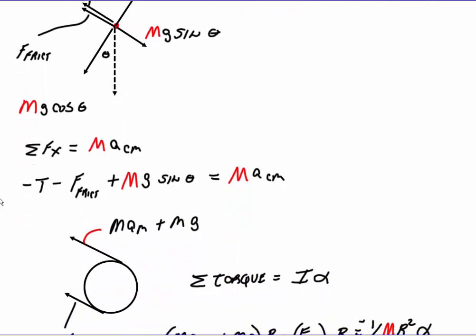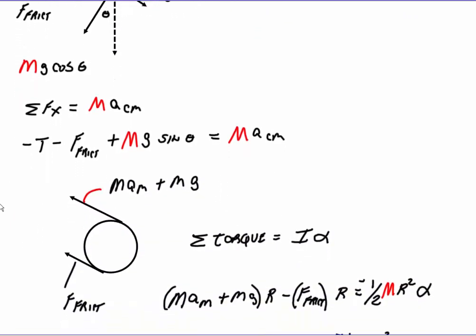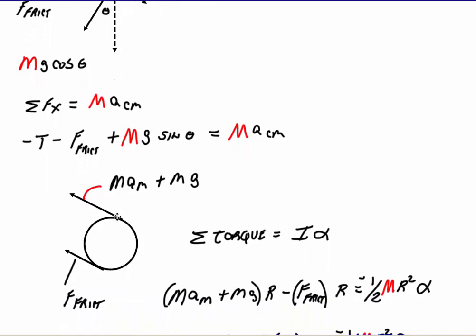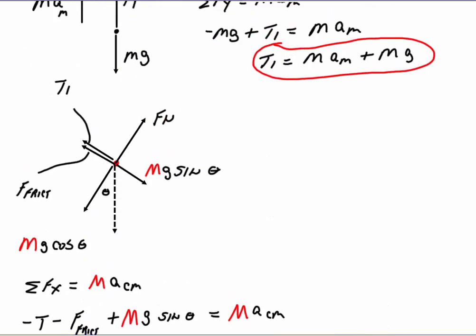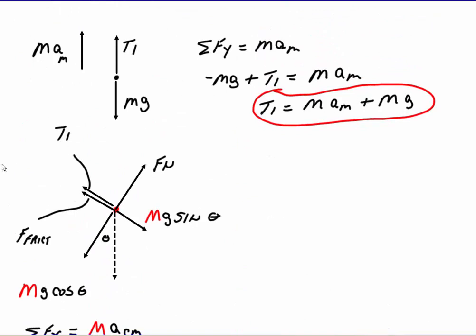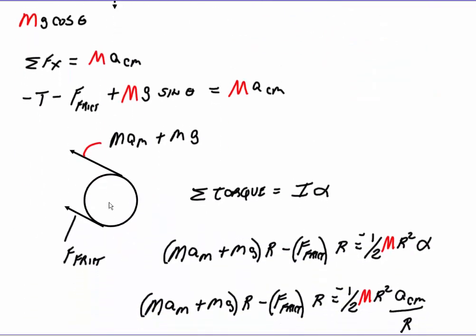All right, then you have to consider, you also have torque here. So I would have the T1, which I wrote as mass times a_m, mass times the acceleration of mass M, plus mg. Again, that's all coming back from what I established here as T1. That would be my tension. And then I have my frictional force here.